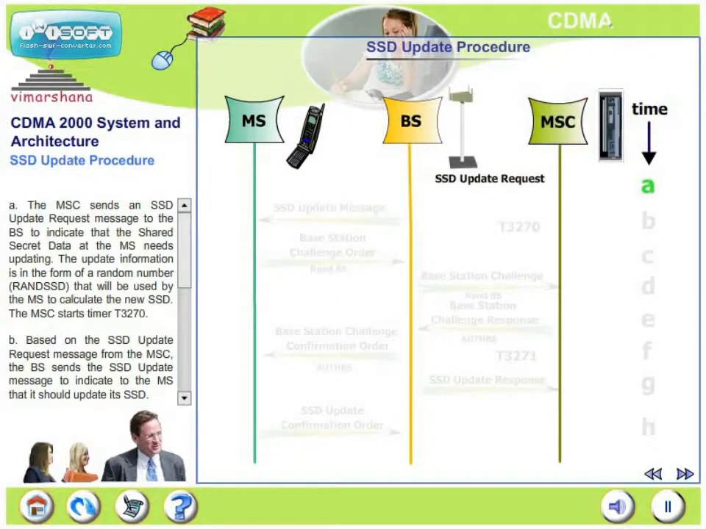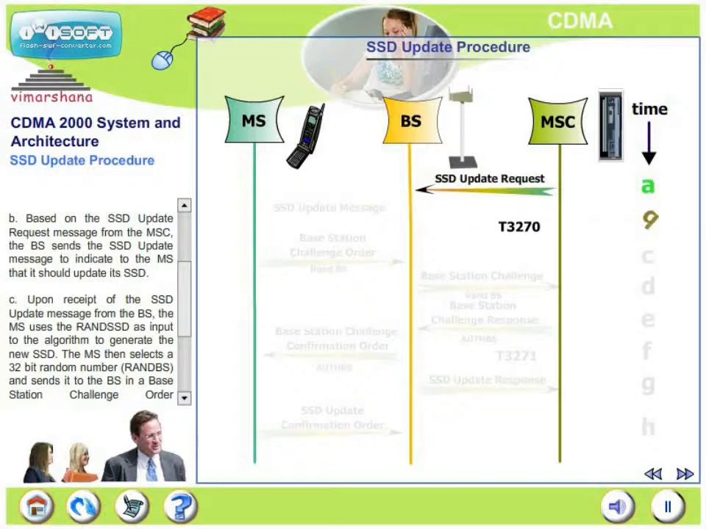First, the MSC sends an SSD update request to the base station to indicate that the shared secret data at the mobile needs updating. The update information is in the form of a random number, that is RANDSSD, that will be used by the mobile to calculate the new SSD. MSC starts a timer T3270. Based on the SSD update request from the MSC, base station sends the SSD update request to the mobile.